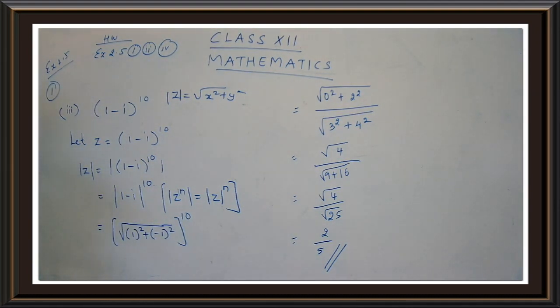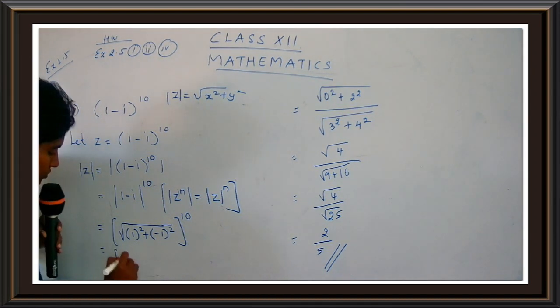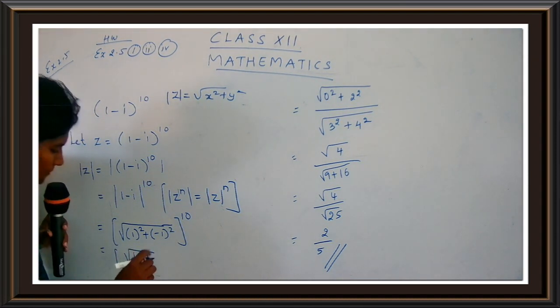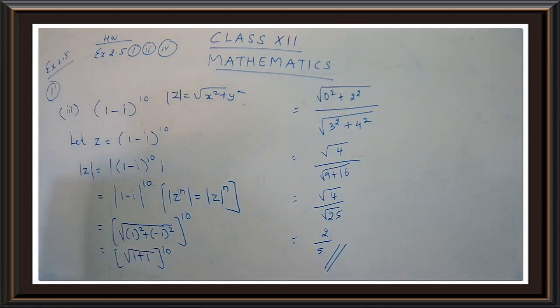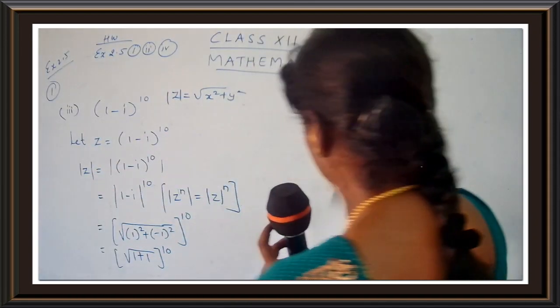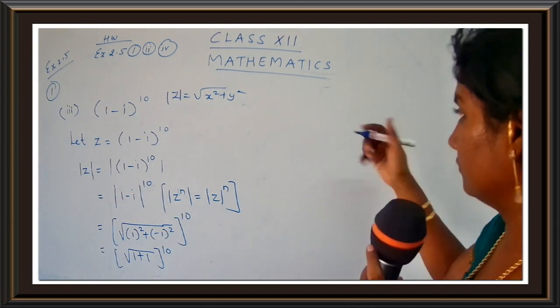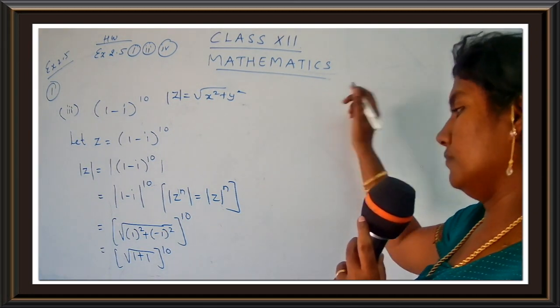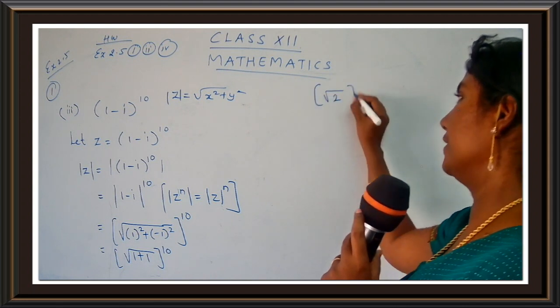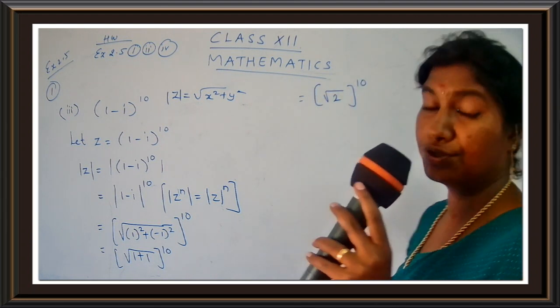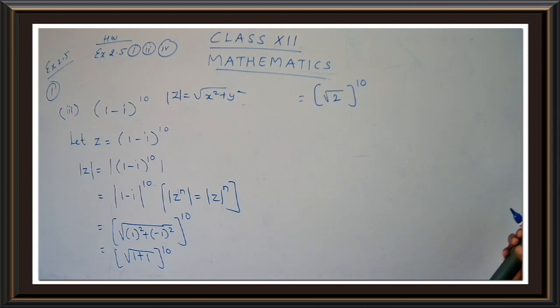So what do you get in the next step? Root of 1 plus 1, the whole raised to 10. Minus 1 squared is 1. So you get root 2 the whole raised to 10. So this is what we have to simplify. Let's go on simplifying root 2 the whole raised to 10. Very easy calculation. Root 2 into root 2, 10 times.